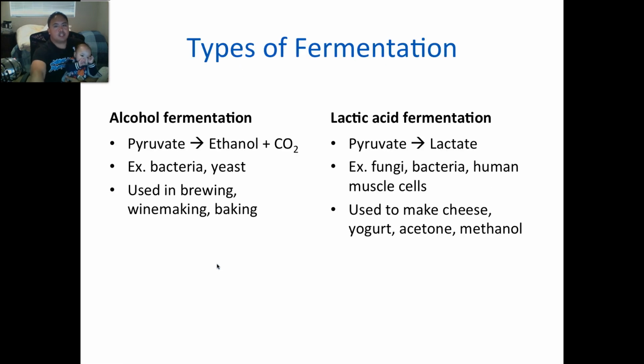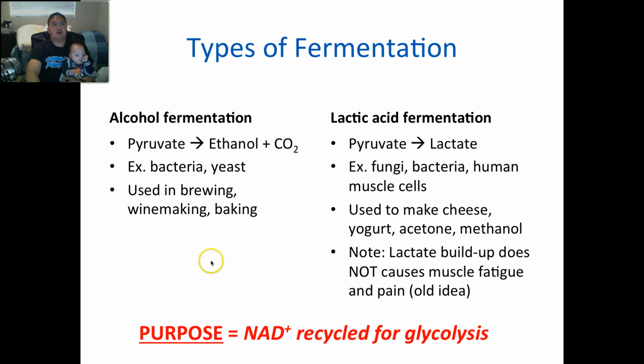Two types of fermentation, we talked about these. Alcohol fermentation: you take the pyruvate at the end of glycolysis and it creates ethanol. And this is bacteria and yeast, and they do this for brewing, winemaking, and baking. Lactic acid fermentation, which is what we do in our muscles: we take the pyruvate and turn it into lactate. And they use this also in fungi and bacteria to make cheese, yogurt, etc.